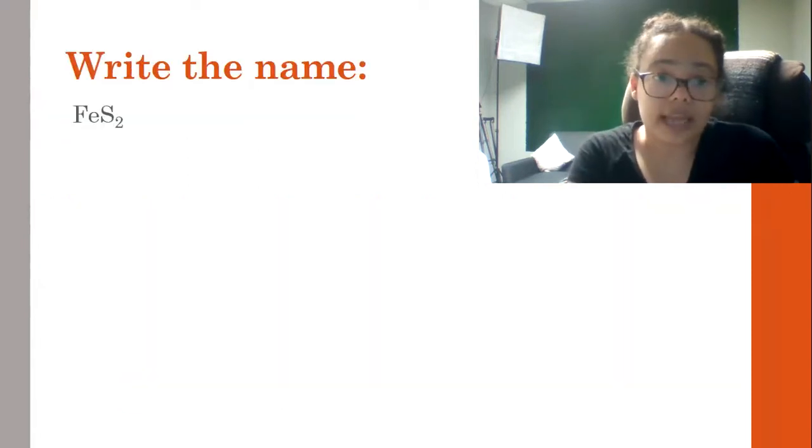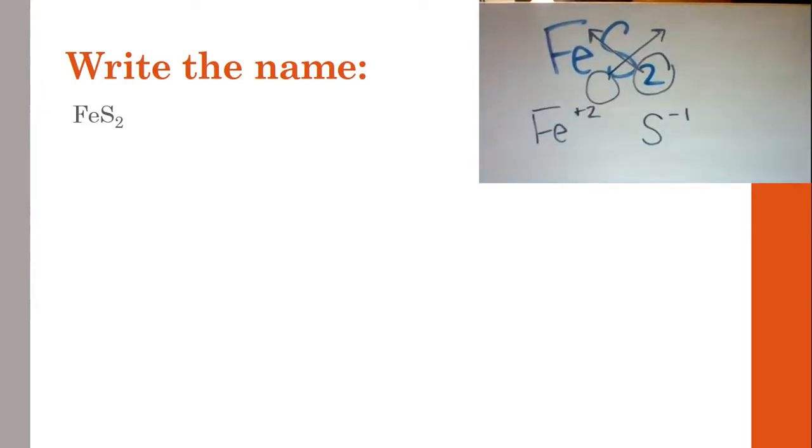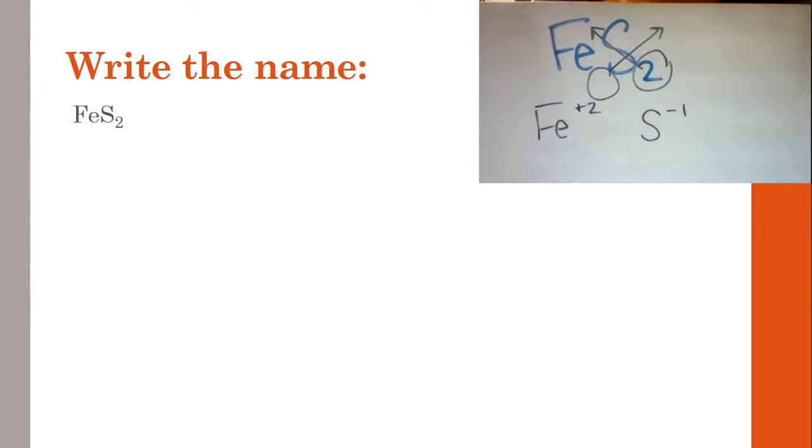Here we're going to write the name for iron something sulfide. So we have our compound FeS2. The first step, I'm going to take these numbers and bring them up to become charges. So I have iron with a +2 charge, and then I have sulfur with a -1 charge. The way I got that 1 is because we know that if there's nothing written for our subscript, we're going to assume that it's a 1.